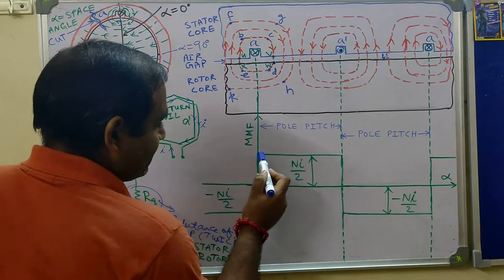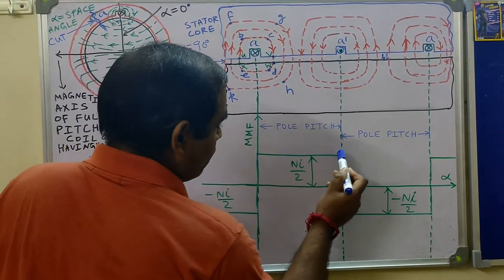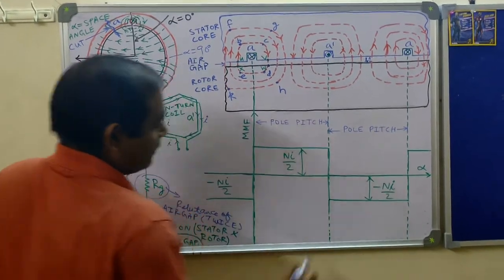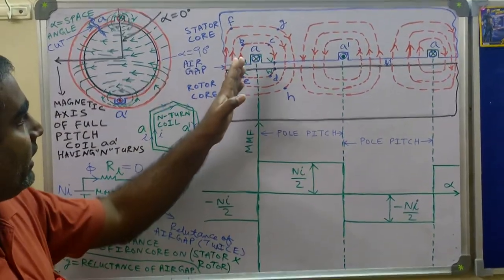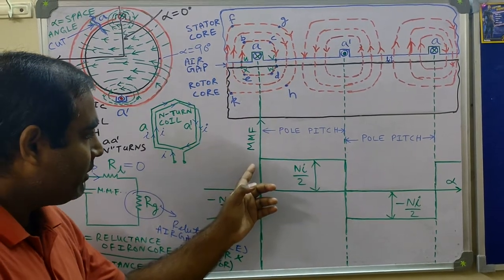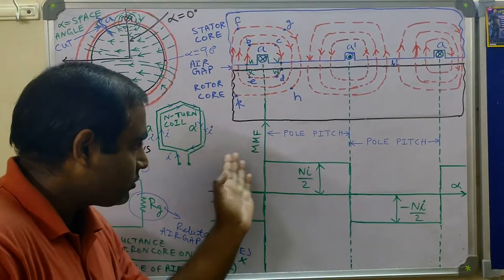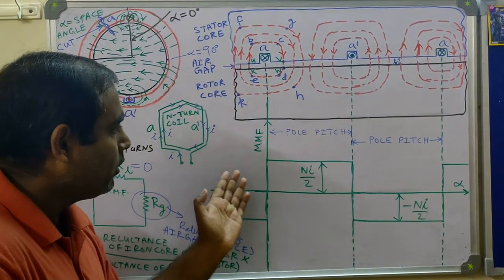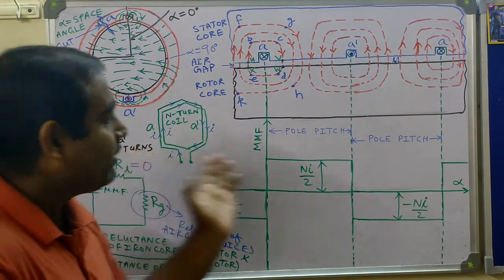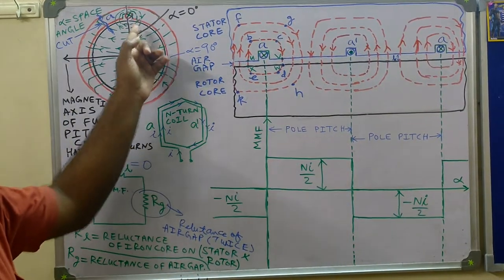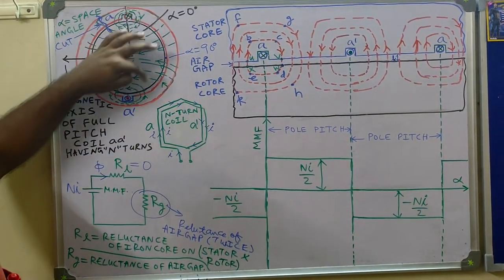While the MMF variation is almost a straight line, or flat, you see that between coil side A and A dash, the variation of MMF is almost flat. It's not either increasing or decreasing, it is parallel to the space angle alpha. Space angle alpha means the distance along the air gap periphery.